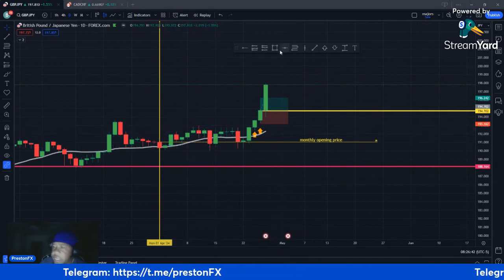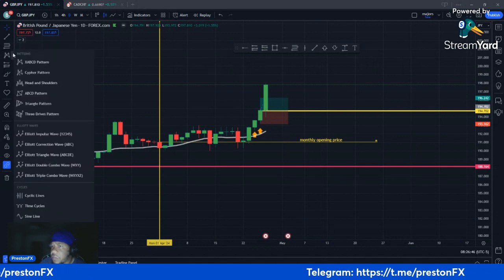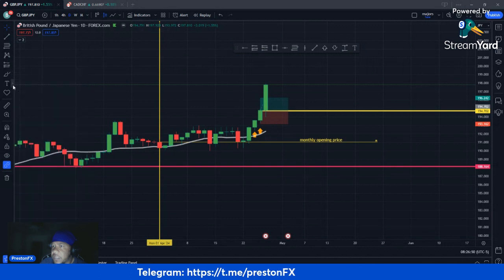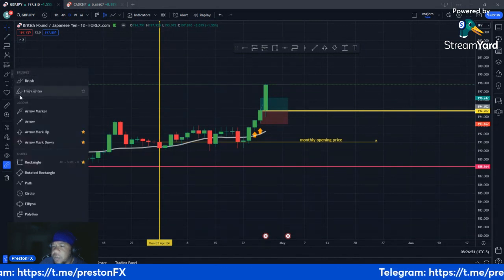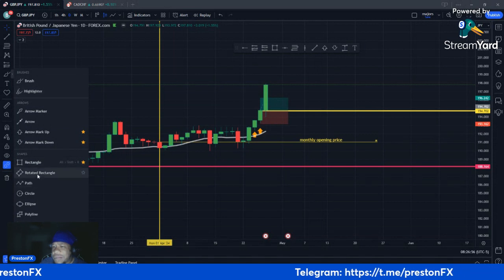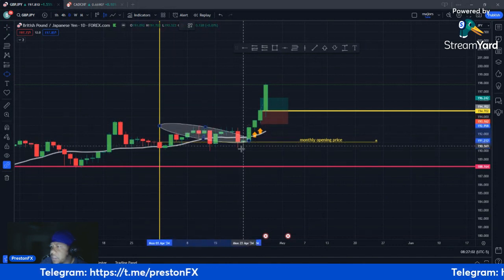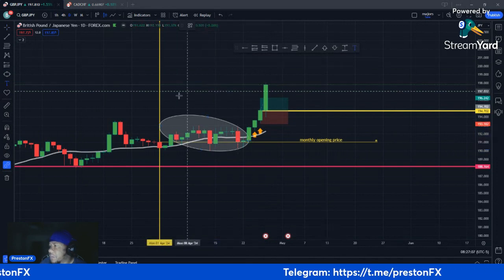If you look right here, this is basically consolidation. So I just leave it alone, and I'm like, hey, I'm gonna just wait to see what it does and go look at another pair. All right, and if you look right here, clear consolidation right here.